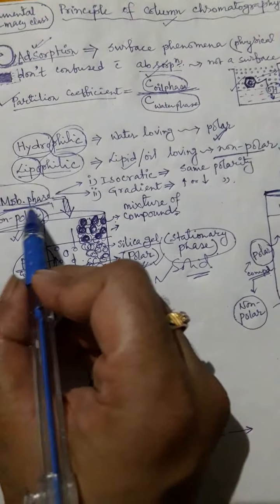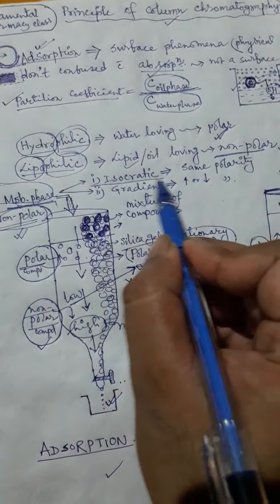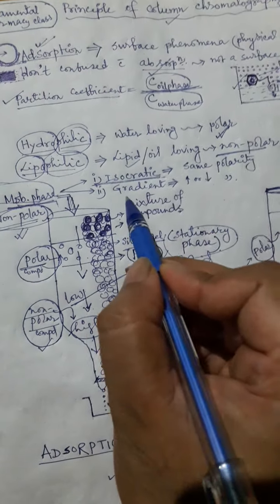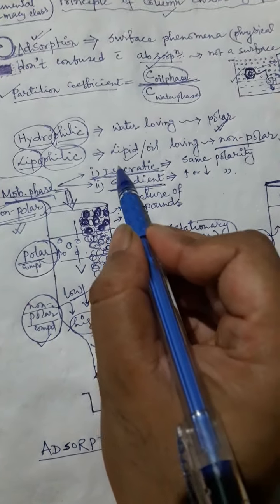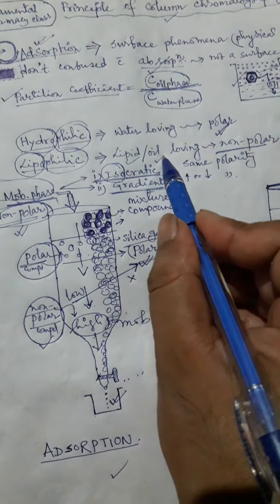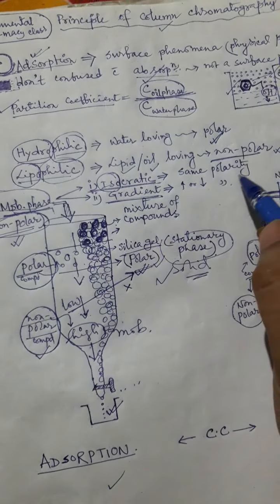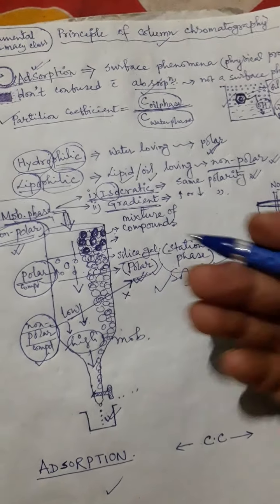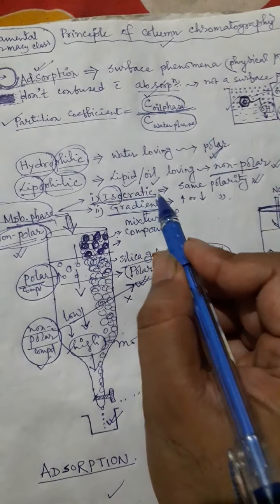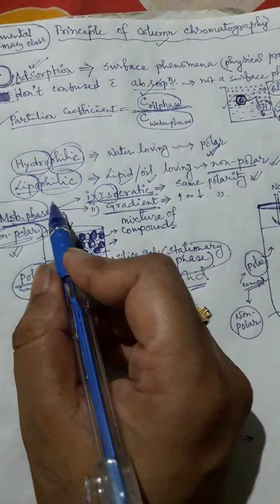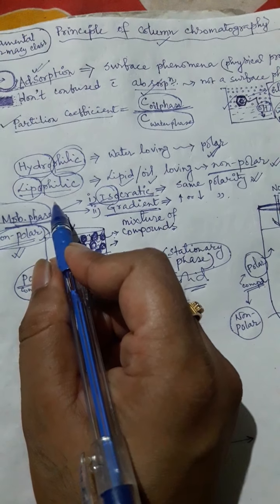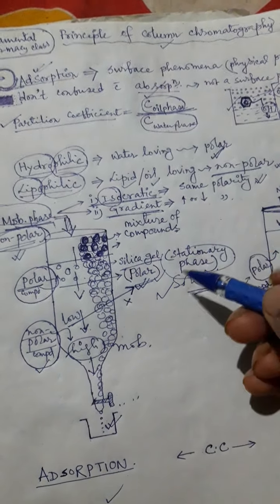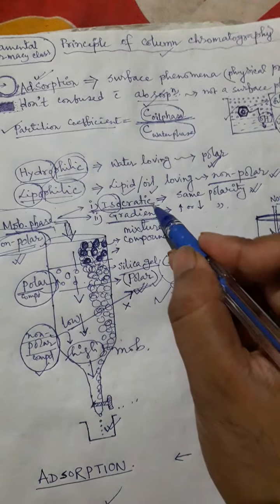Now the thing is that the separation may be isocratic or gradient. What do you mean by isocratic? Iso means same, cratic refers to the polarity. When using the same solvent again and again, that is called isocratic separation. Suppose you are using ethyl acetate, and again you are using ethyl acetate again and again. So this is called isocratic elution.